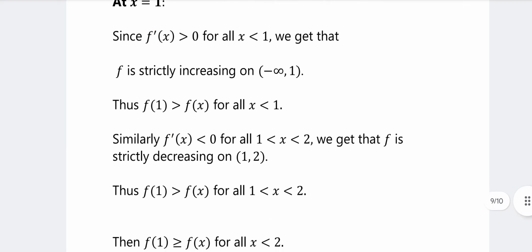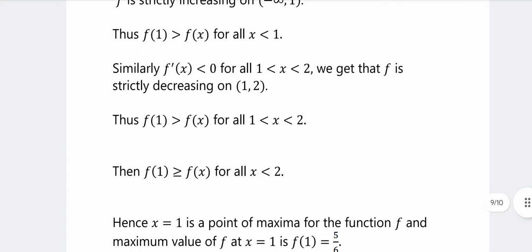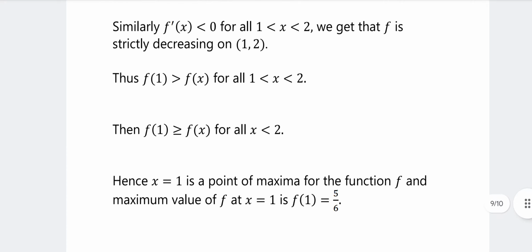What is the meaning of this? It means the f(1) value is strictly greater than f(x) for all x between 1 and 2. So combining both the inequalities, we get f(1) is greater than or equal to f(x) for all x less than 2. Hence x equal to 1 is a point of maxima for the function f, and the maximum value of f at x equal to 1, f(1), comes to 5/6.